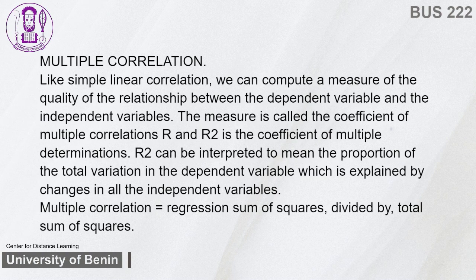Multiple correlation. Like simple linear correlation, we can compute a measure of the quality of the relationship between the dependent variable and the independent variables. The measure is called the coefficient of multiple correlation R, and R squared is the coefficient of multiple determination. R squared can be interpreted to mean the proportion of the total variation in the dependent variable which is explained by changes in all the independent variables. R squared equals regression sum of squares divided by the total sum of squares.